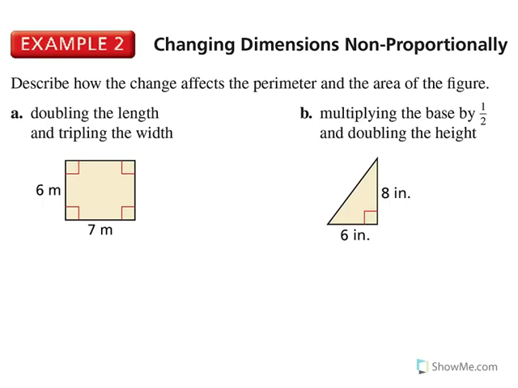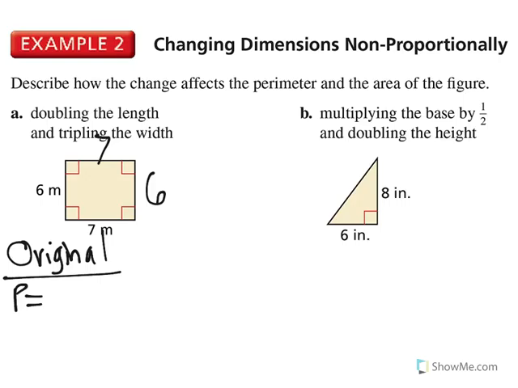So just like the last one that we did, first we're going to go ahead and just look at the original perimeter and the area. So we just do our original shape. For our perimeter, we would add all sides again. So we would do 6 plus 7 plus 6 plus 7, going all the way around it. And so when I add all that up, I get 26 meters.